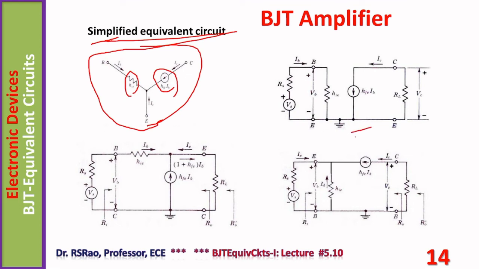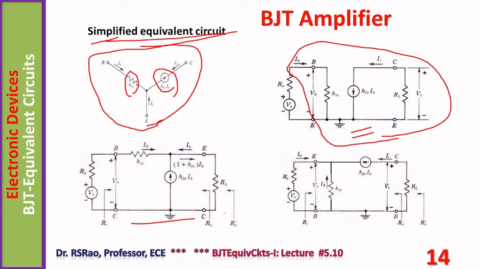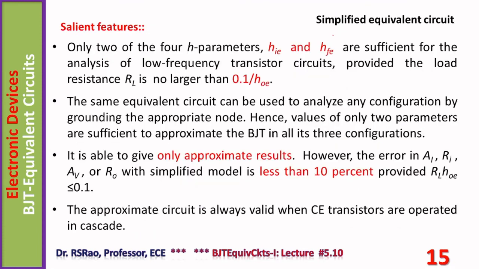When it is a CE configuration, the circuit appears like this. When it is a CC configuration, the circuit appears like this. When it is CB, the circuit appears like this. From this circuit, one can find current gain, voltage gain, input resistance, output resistance, etc. Some points regarding simplified equivalent circuit.